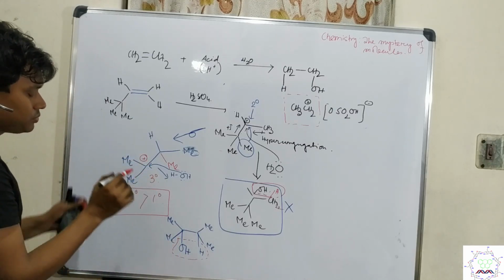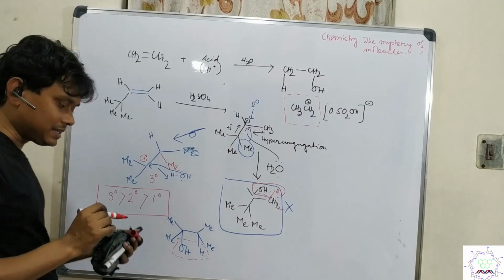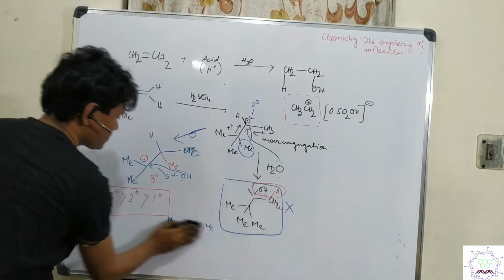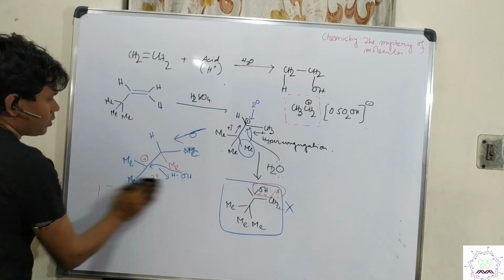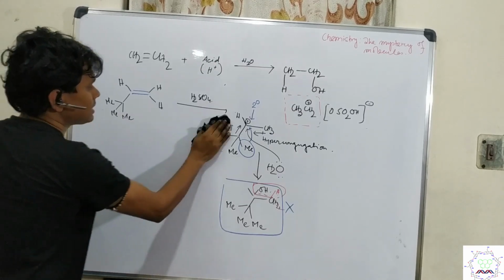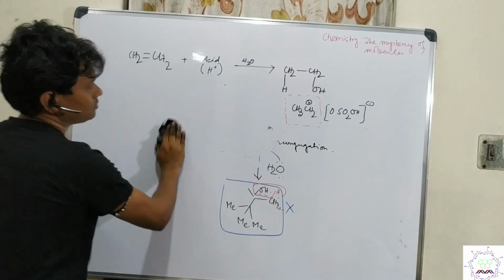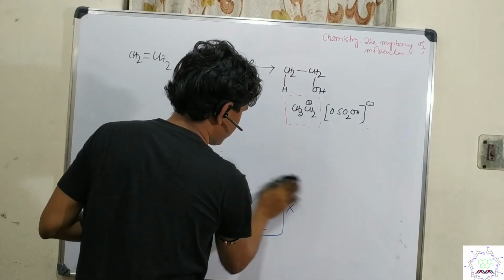Why? This is due to the rearrangement. So I guess you have understood the effect of rearrangement. Okay. Now we will discuss some other methods for this conversion of alkene to alcohol.